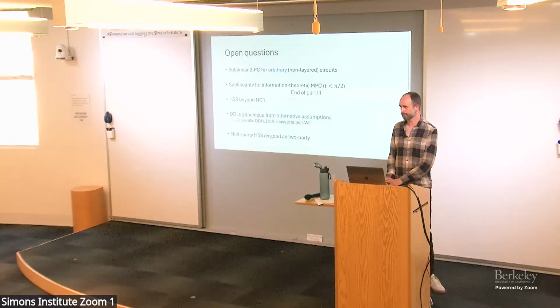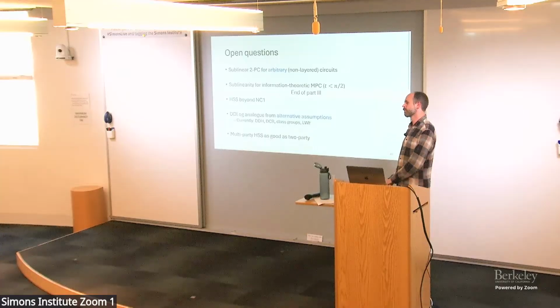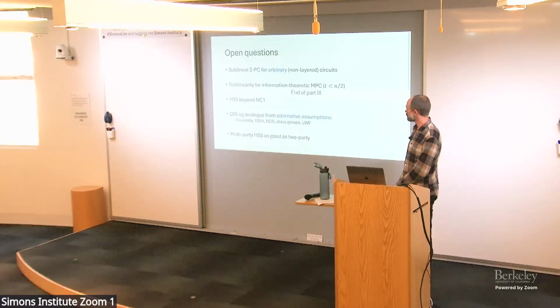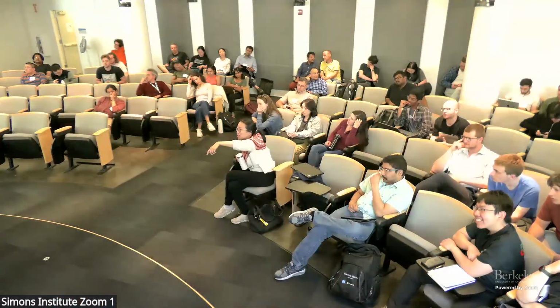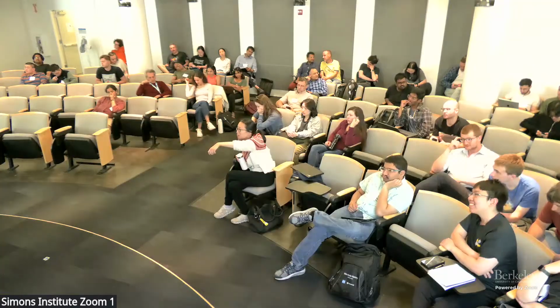Any other questions? Yeah, I have two questions. Can you say something about malicious security, and also this information theoretic lower bound? There's some lower bound paper saying that some kind of sublinear is not possible.